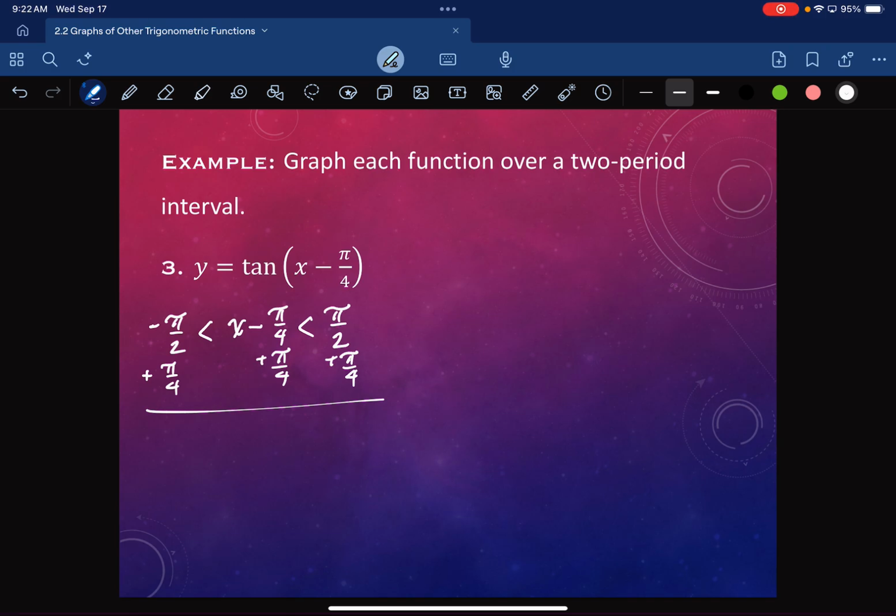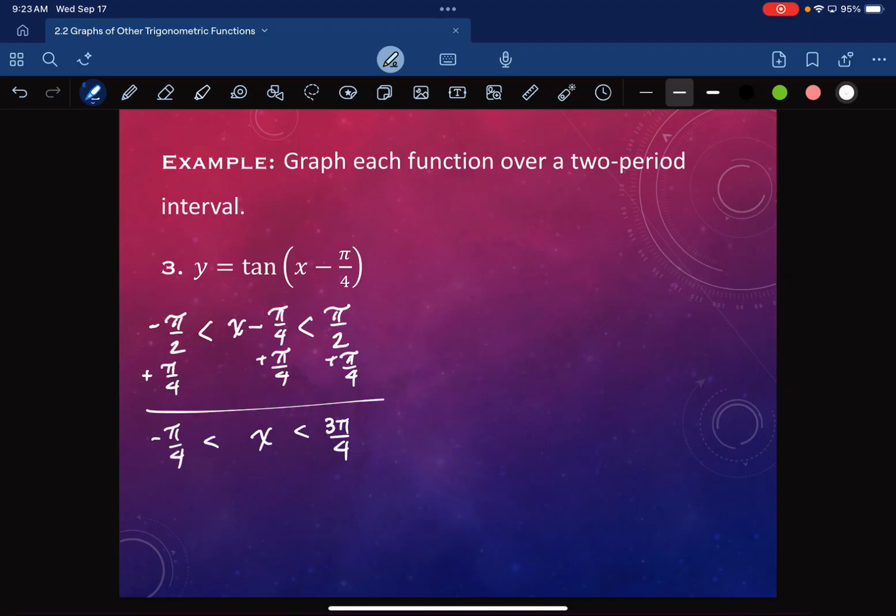Okay, so either with your calculator or with your skills with addition and subtraction with fractions, what is negative pi over 2 plus pi over 4? It is negative pi over 4. I have x in the middle. And then what is pi over 2 plus pi over 4? It's 3 pi over 4.